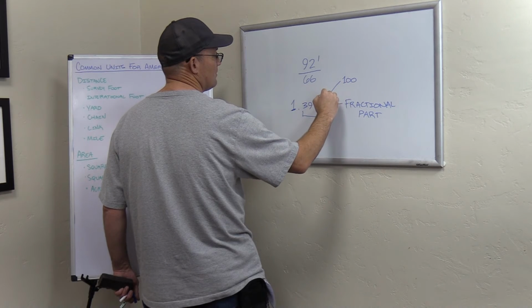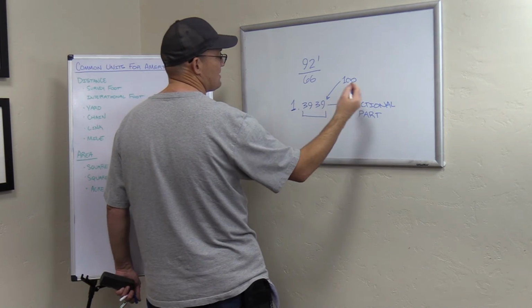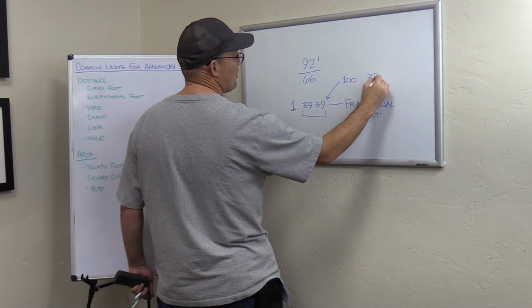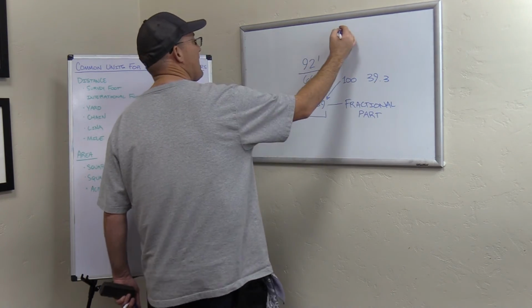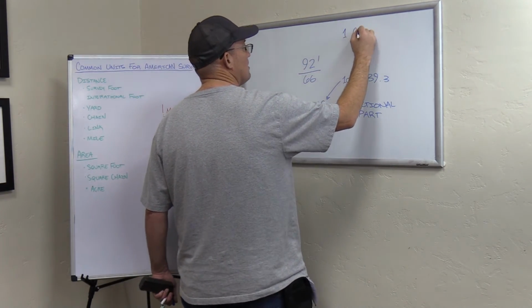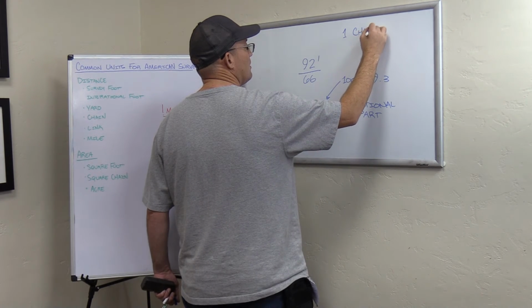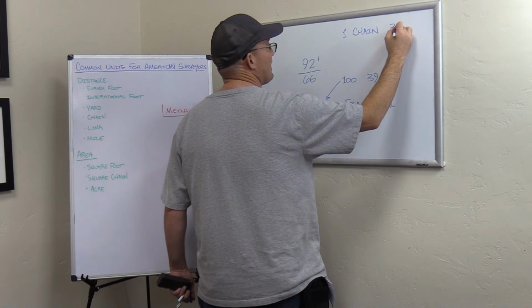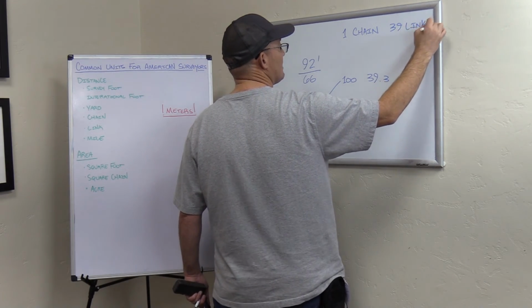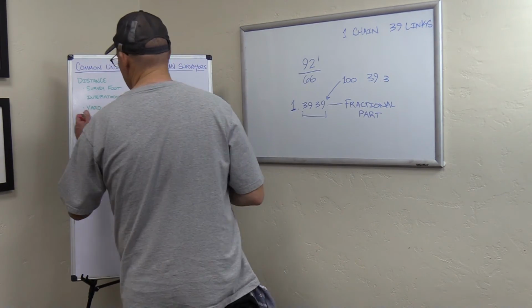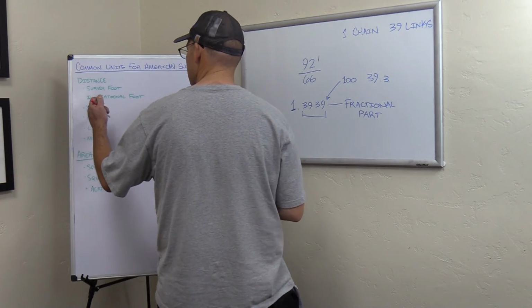And that's going to tell us that we've got 39.3 chains. Sorry, 39.3 links. So what we have is one chain and 39 links. We're just going to round down to the nearest link. 39 links. So that's how you go from survey feet to chains and links.